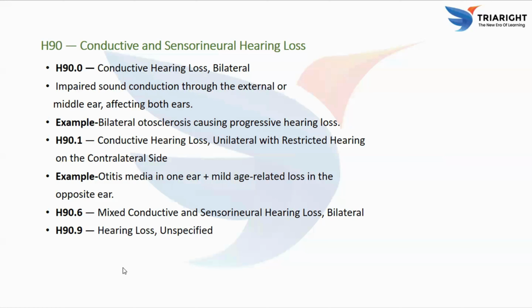So next is H90.6 for mixed conductive and sensorineural hearing loss, bilateral. This means both ears have two coexisting problems. One is a conductive component and the other is a sensorineural component. This means the middle ear pathology plus also the inner ear pathology are both present in this condition.